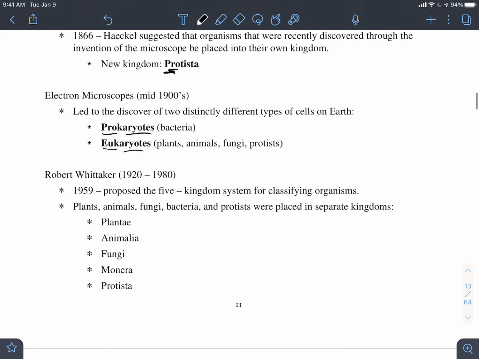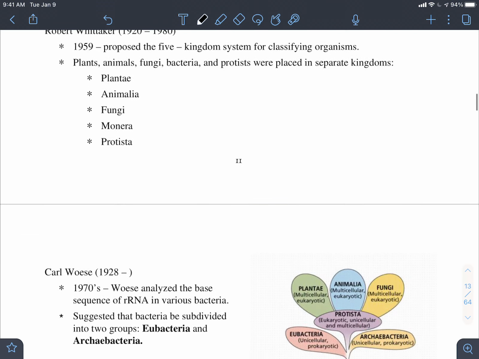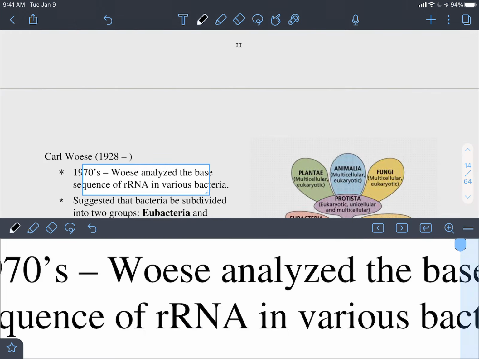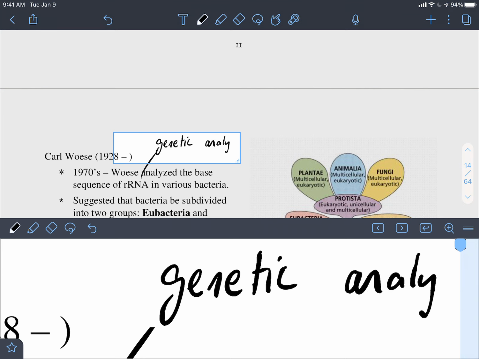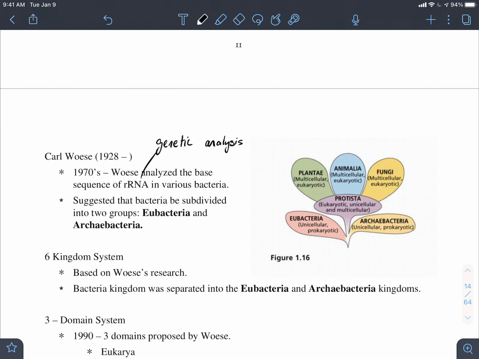Whittaker in 1959 proposed that there should be five kingdoms to classify all organisms on Earth: Plantae, Animalia, Fungi, Monera, and the Protista. But in the 1970s, Woese went and analyzed a bunch of RNA. So this is a type of genetic information. It's a type of genetic analysis. We don't have to know much more about that.